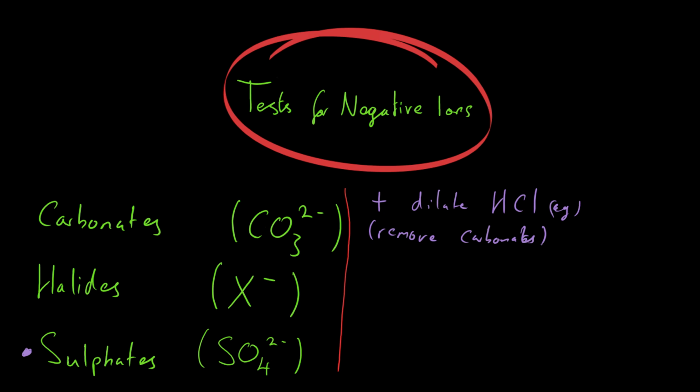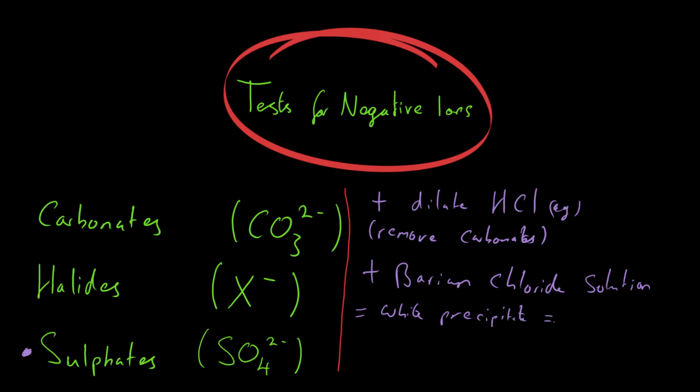Okay, and then after that, we are going to add a barium chloride solution. Now, if we get a white precipitate, so a white solid, that tells us that we had a sulfate. And this white precipitate is now barium sulfate.